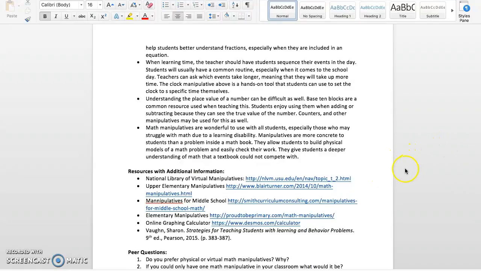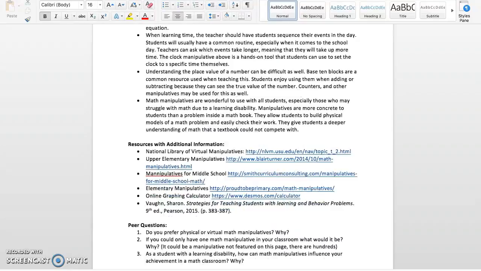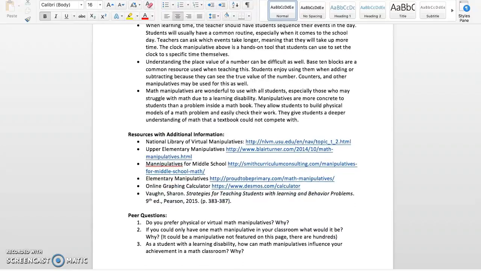And really, math manipulatives are just great to use with anyone. I've seen them a lot in my clinicals, and I've seen the students really be successful in their math problems through using them. And it gives them a great way to check their work as well, since they can see everything that's going on and check their work right in front of them.